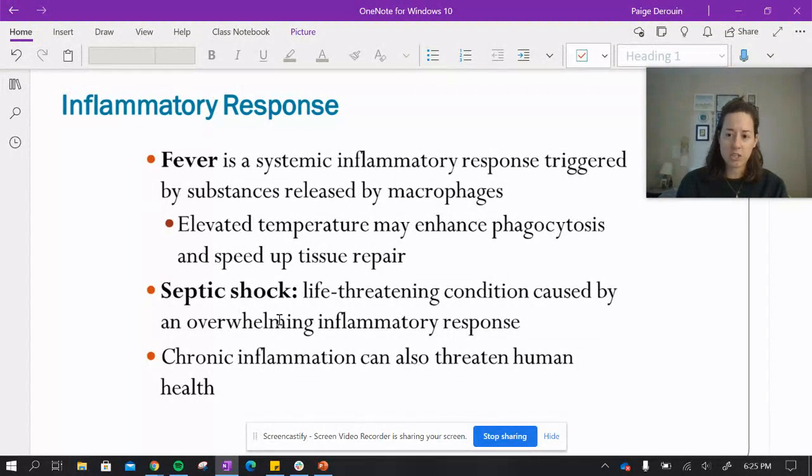And then also just chronic inflammation can be a threat to overall health. Chronic inflammation can be caused by any number of things, including things like stress. So it's really important just to be aware of that and get inflammation looked at and treated before it becomes a chronic, long-lasting issue.